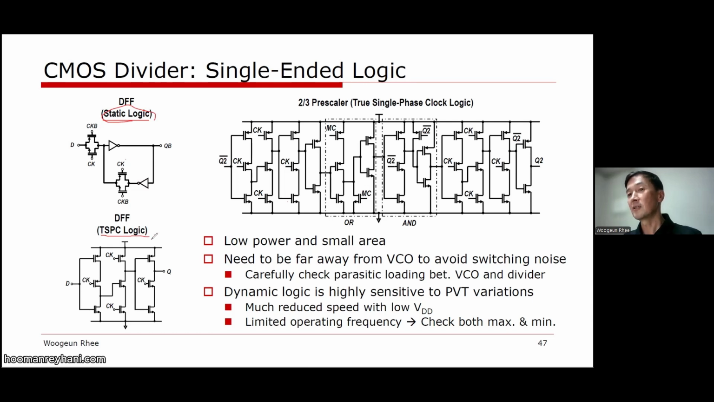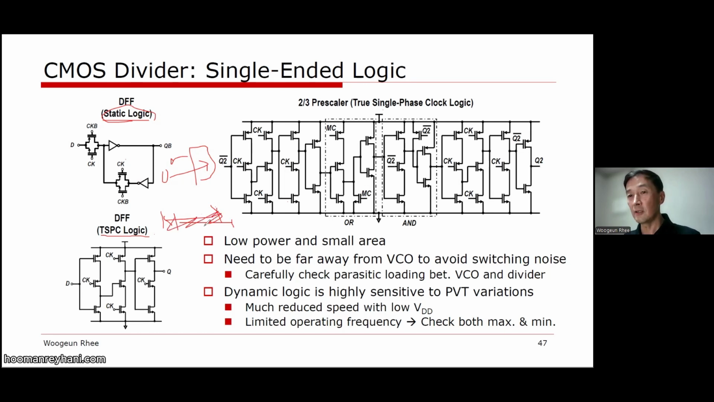But still, dynamic logic means that the operating frequency is extremely sensitive to voltage variation and temperature variation. And also there's a minimum to maximum frequency range. Static means nearly DC to maximum frequency, so all you have to do is check the maximum frequency and you don't have to check the low frequency. But dynamic logic means you have to carefully check the maximum to minimum range. And this frequency window changes a lot over PVT variation. So I don't recommend this one.